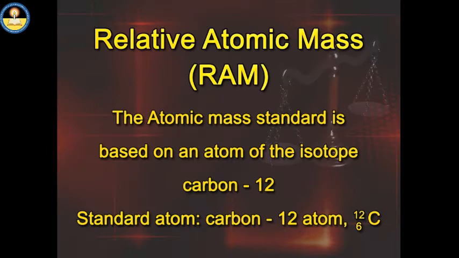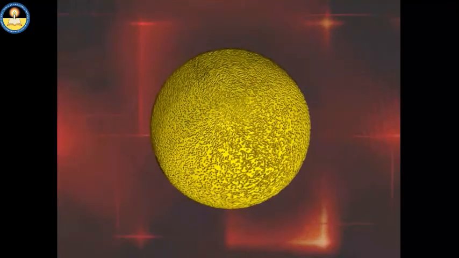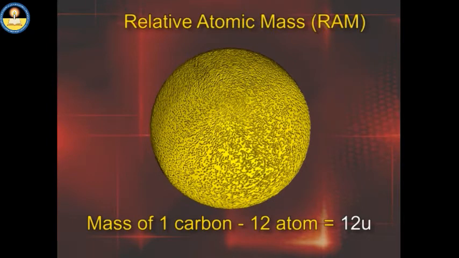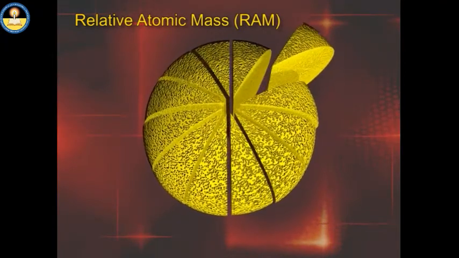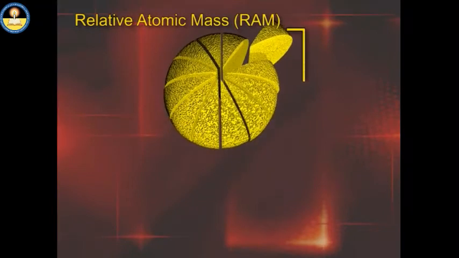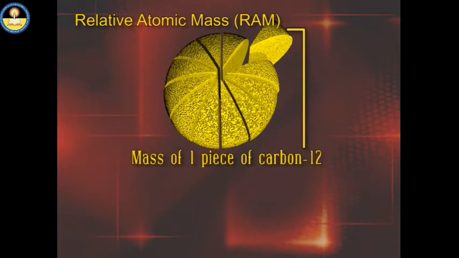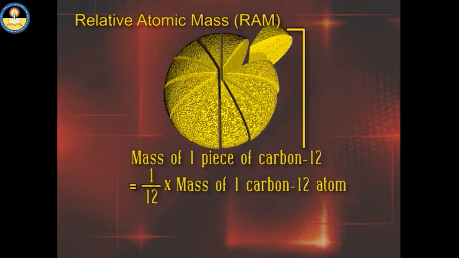Standard atom of carbon is represented as carbon-12 atom, 12C6. Mass of one carbon-12 atom is equal to 12U. If this carbon atom is cut into 12 equal pieces, then mass of one piece of carbon-12 is equal to 1 upon 12 times the mass of one carbon-12 atom, which is equal to 1 upon 12 multiplied by 12U. This is equal to 1U.